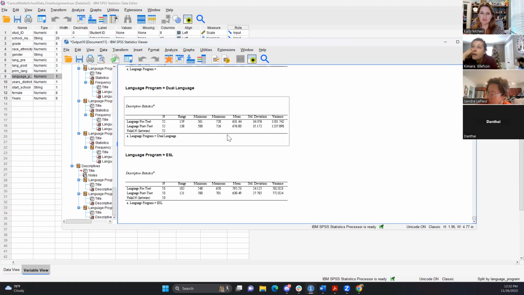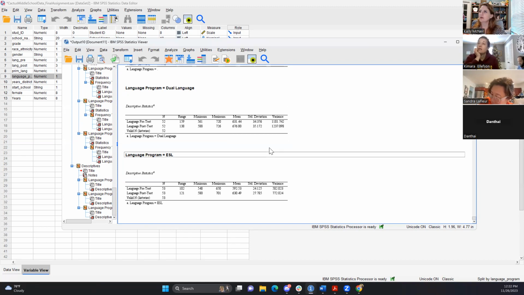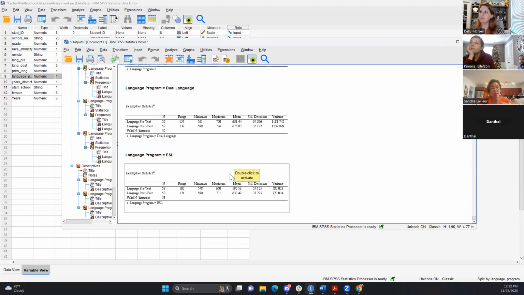I kept asking that question: what's the difference between frequency and descriptive? And now I know the descriptive gives you the summary. The frequency pulls out the chart of every single value. Yeah, this is what we wanted to look at. Did you split the file or no? This is a split file right now.